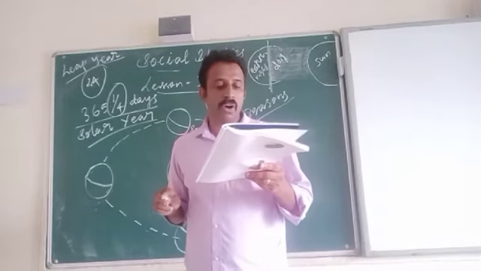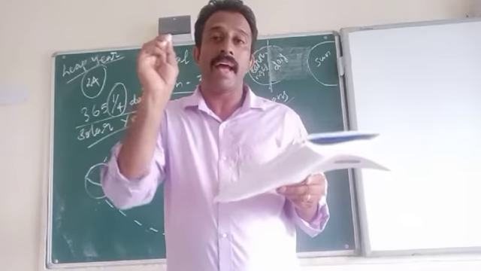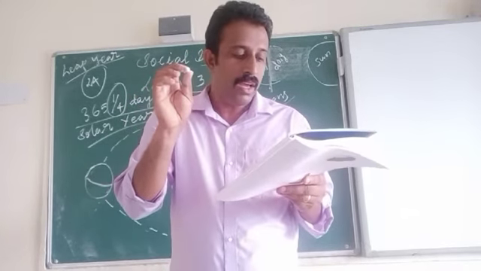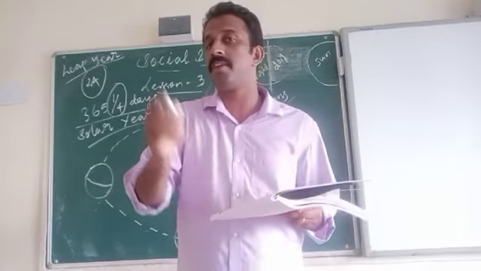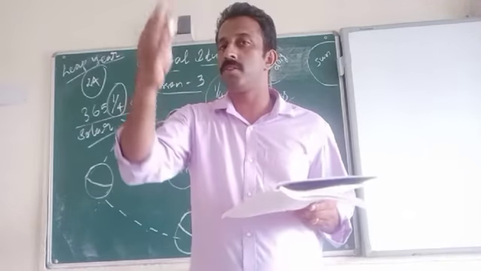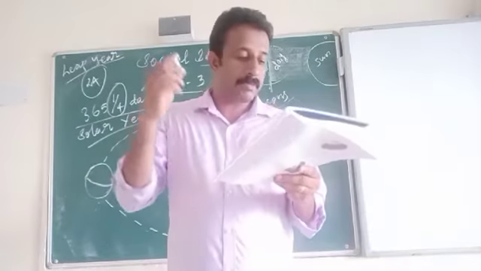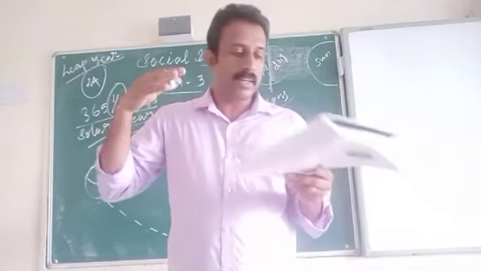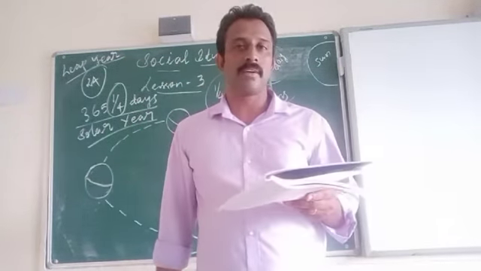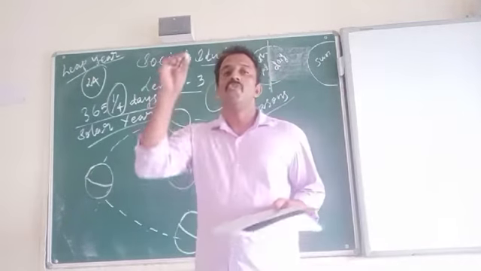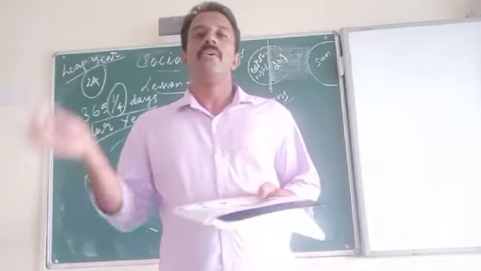Then, when the south pole faces the sun, what happens? When the south pole faces the sun, the southern hemisphere experiences summer and it will be winter in the northern hemisphere. Where is the south pole and where is the north pole, you already know. On the opposite side, the northern hemisphere is having winter, and the southern hemisphere is having summer.